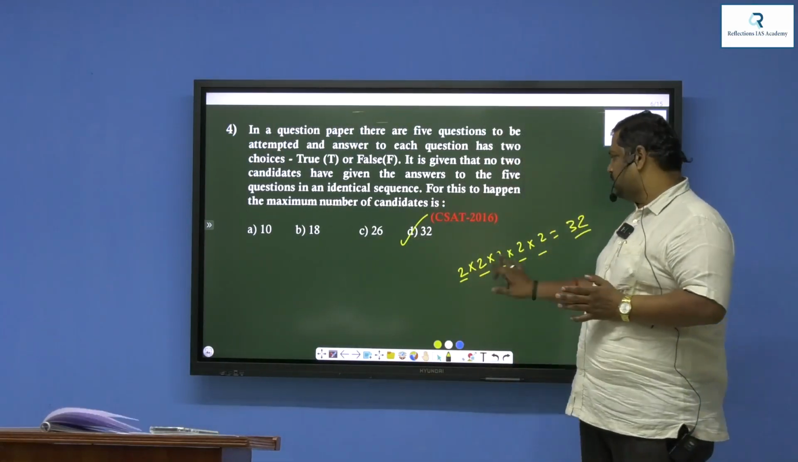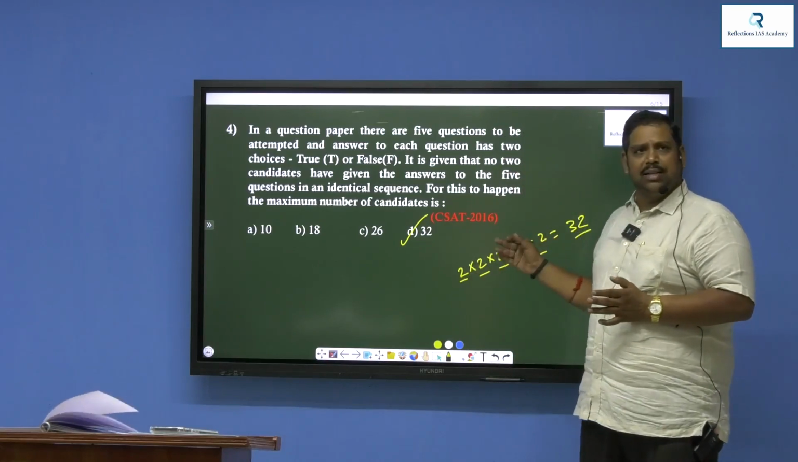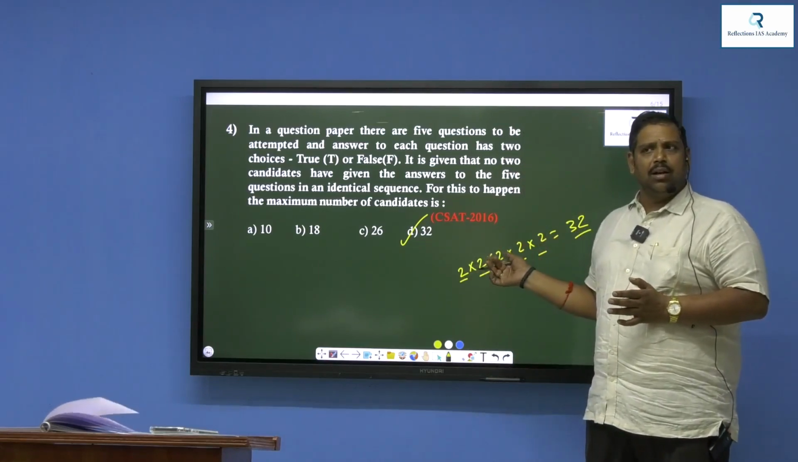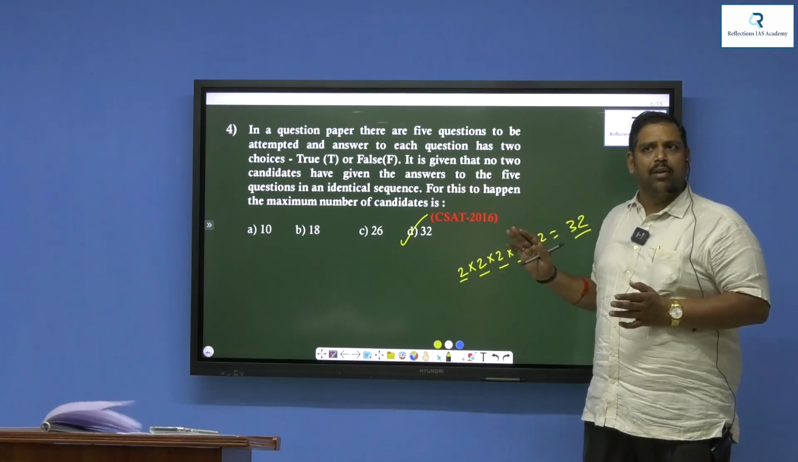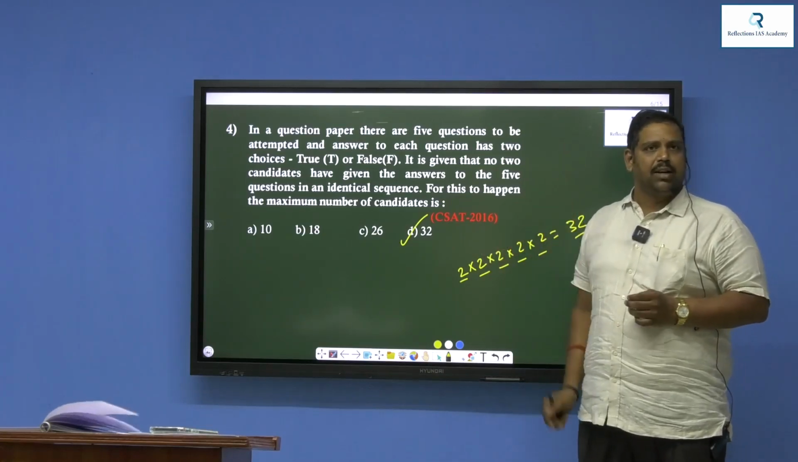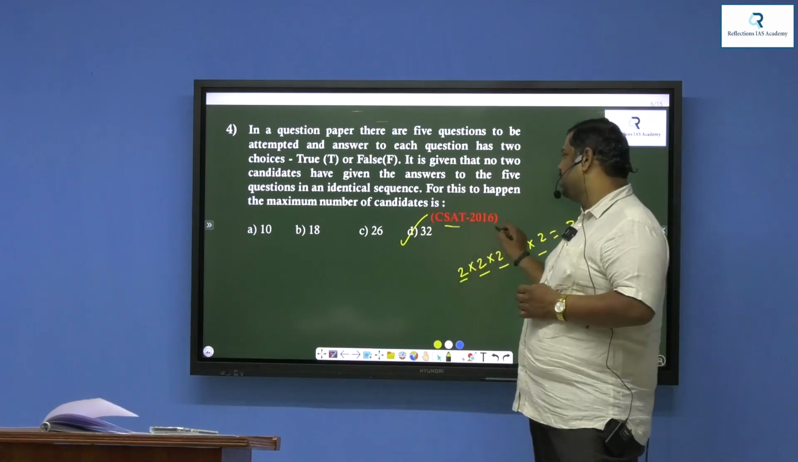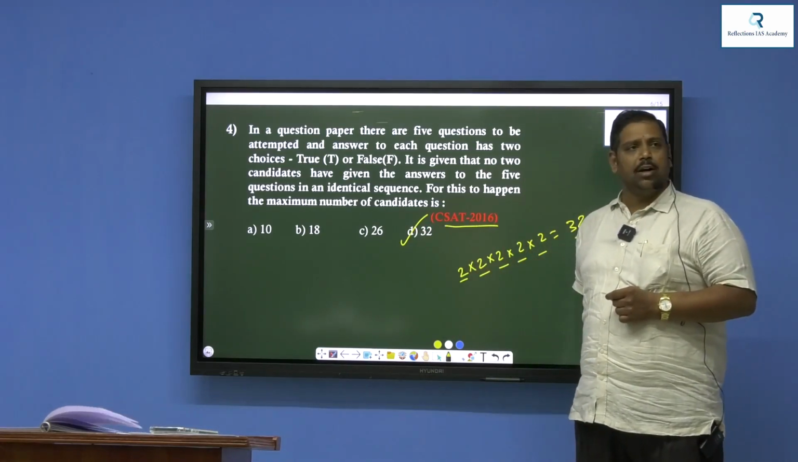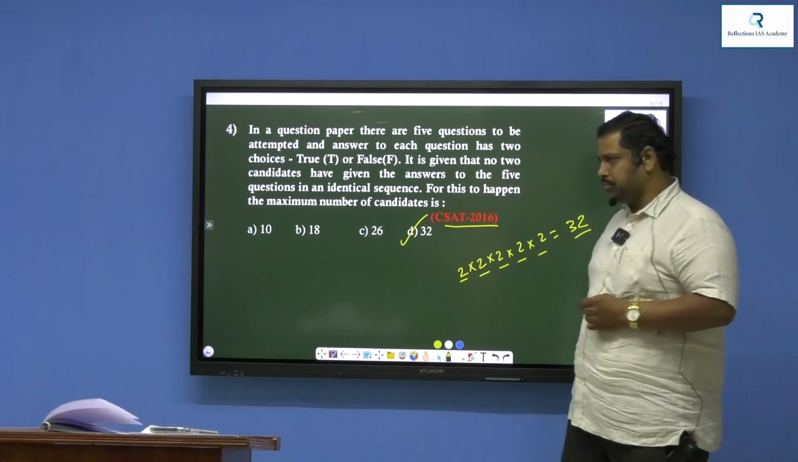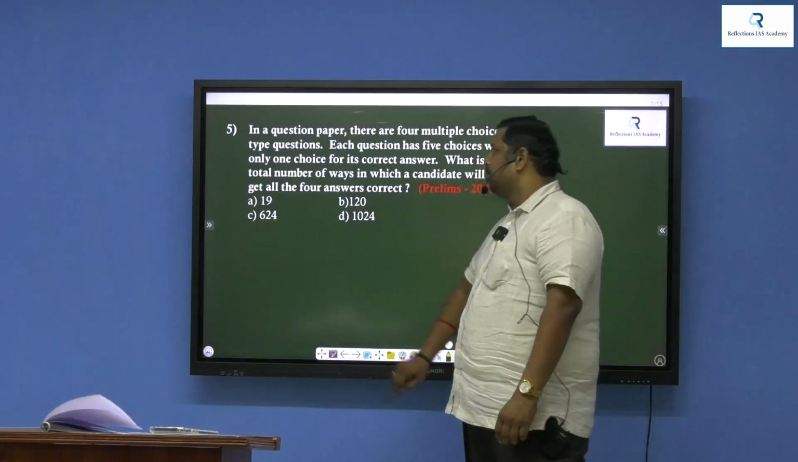Okay. So actually, if you know this concept, since this is nothing but a repetition-allowed model simply. But the way of asking is completely different. So the answer is how much? 32. This is a CSAT 2016 question. Am I clear? Can I go to the next one?